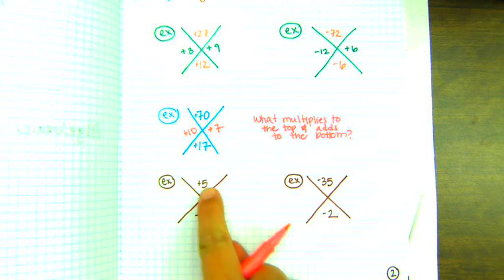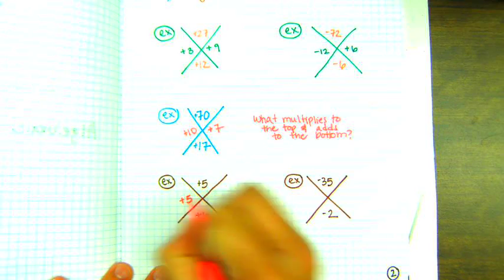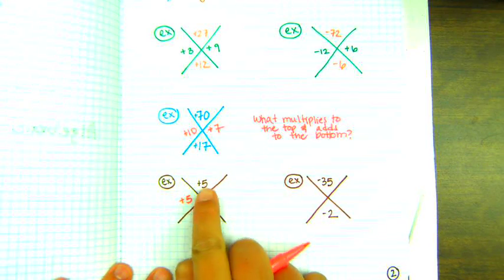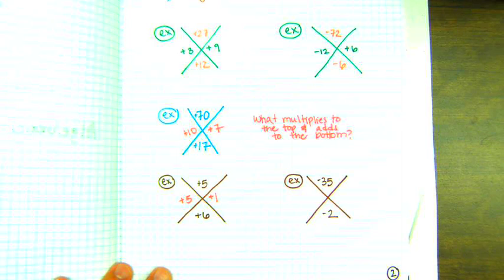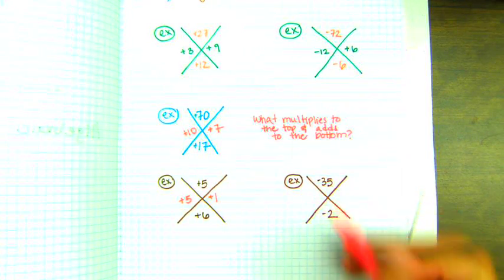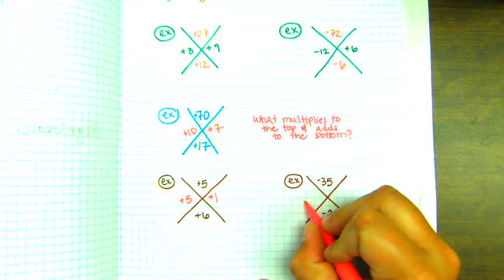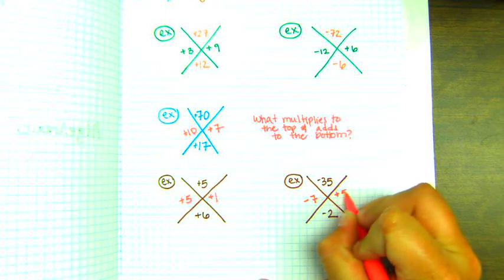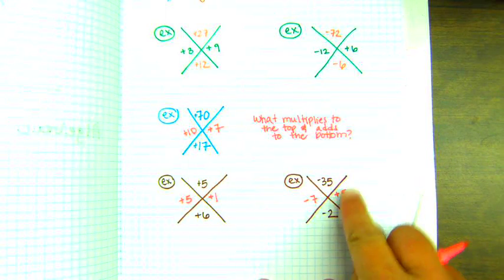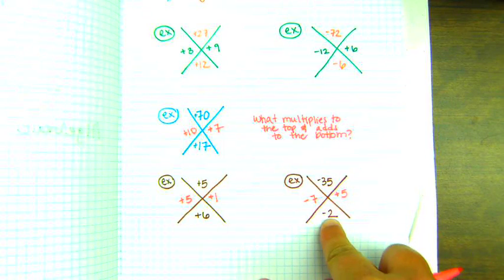So we're multiplying to 5, adding to 6. Hopefully you guys got plus 5 and plus 1, because 5 times 1 is 5, and 5 plus 1 is 6. Over here it's a little bit trickier because we have negatives. We're multiplying to negative 35. Well, you have to think, what multiplies to negative 35? We have 7 and 5, but there's a negative in there somewhere. So it's a negative 2, which means it's going to be a negative 7 and a positive 5, because negative 7 times 5 is a negative 35, and a negative 7 plus 5 gives you that negative 2.